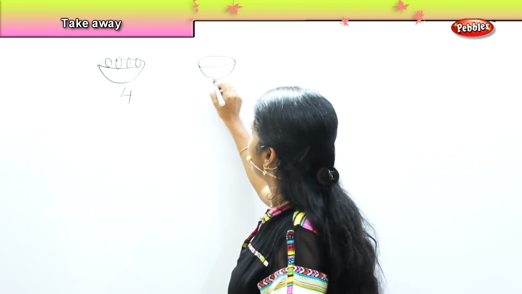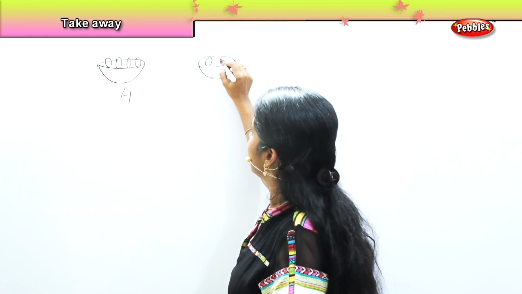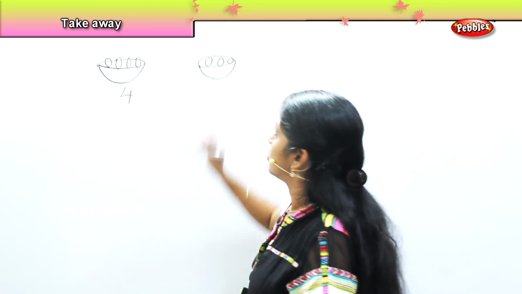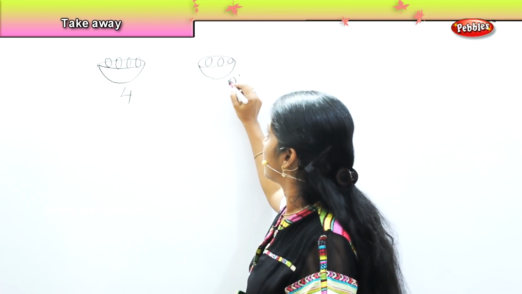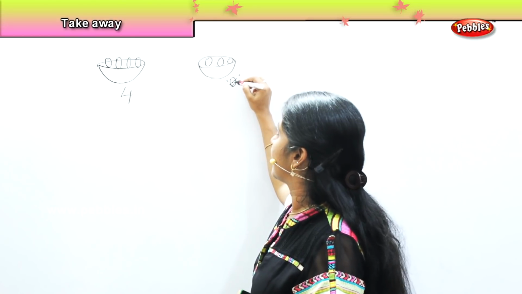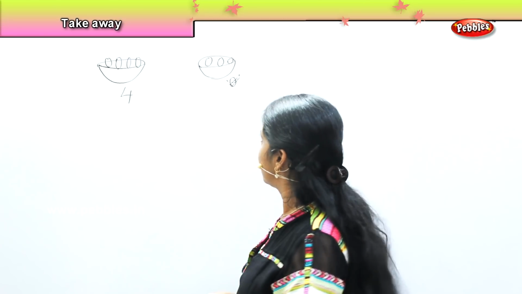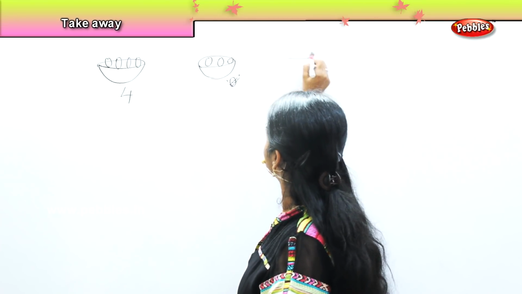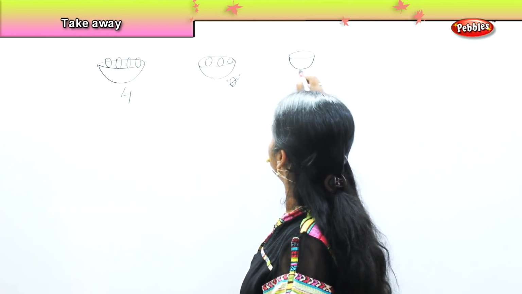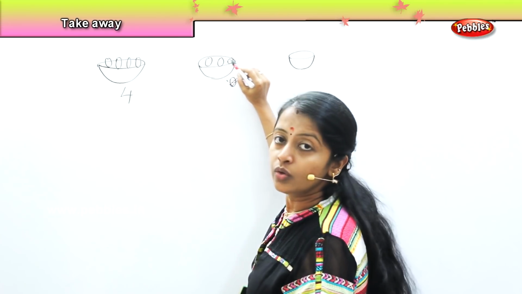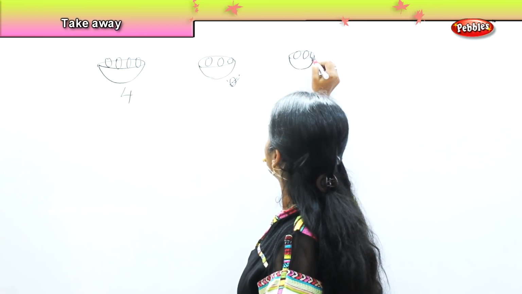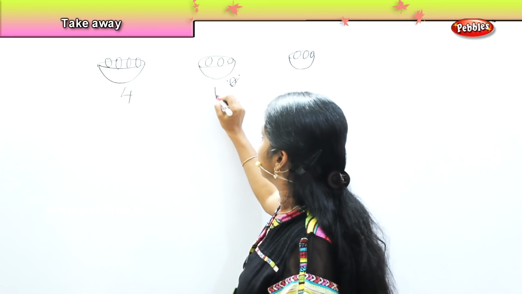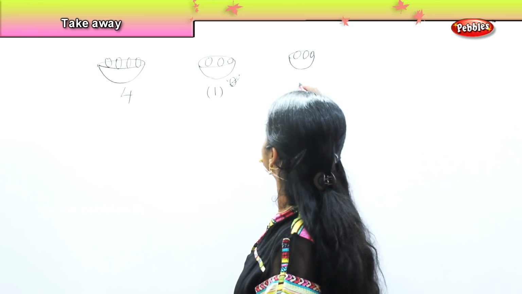Now, suddenly what happened? One of the eggs broke down. It fell down and it broke. It got cracked. So, how many are left in the basket now? Can you count and tell me? Just count and tell. It's 1, 2 and 3. So, there are only 3 eggs left in the basket.